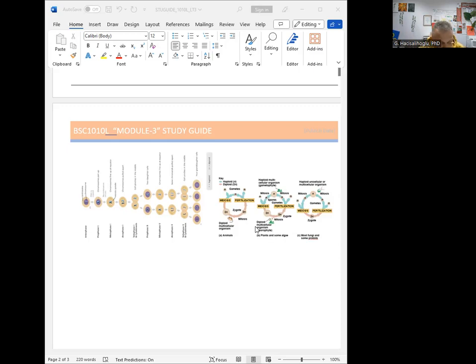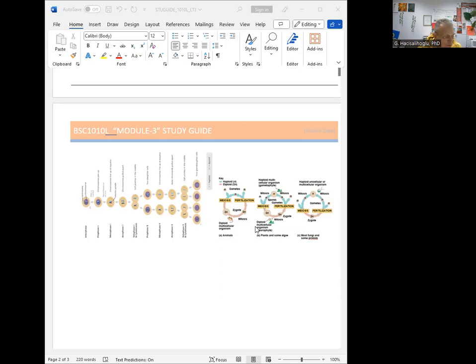There are 10 steps of meiosis: prophase 1, metaphase 1, anaphase 1, telophase 1, prophase 2, metaphase 2, anaphase 2, telophase 2, and cytokinesis. So everything is doubled except interphase. The end products are 4 haploid daughter cells. If we start with 1 diploid parent cell, we end up with 4 haploid daughter cells.